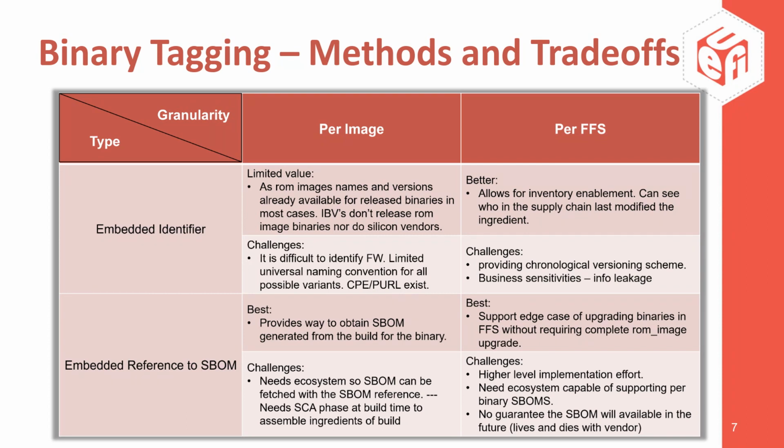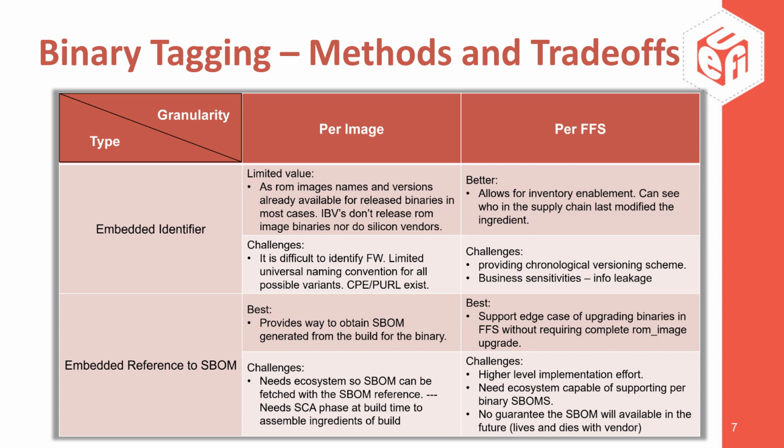Okay, so digging in deeper, let's take a look at the trade-offs between each one of these approaches. And this is building up to where we decided to go. So embedded identifier means you're embedding the SBOM information in the binary, and then granularity is the column. Say you do one identifier per image. I think there's limited value there. You're maybe identifying the vendor and the version of the ROM image, and most of that information is already publicly available, so I see limited value in doing that.